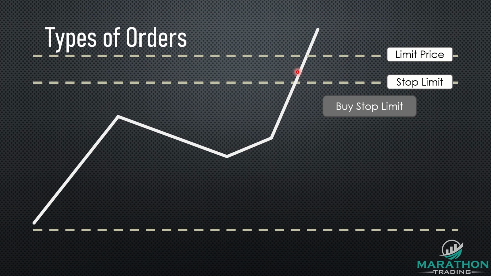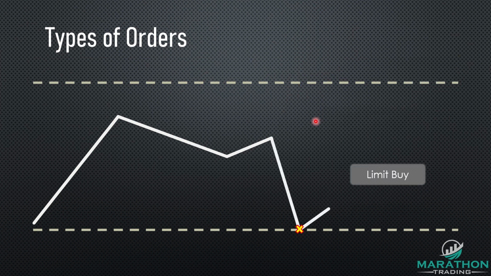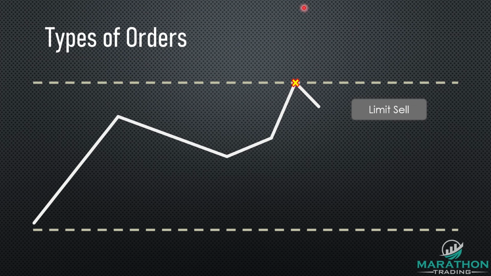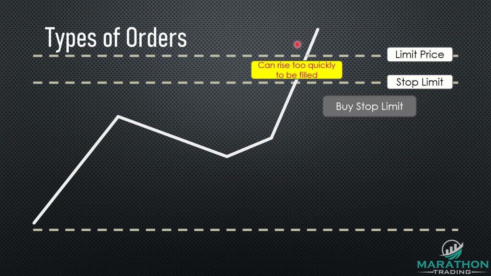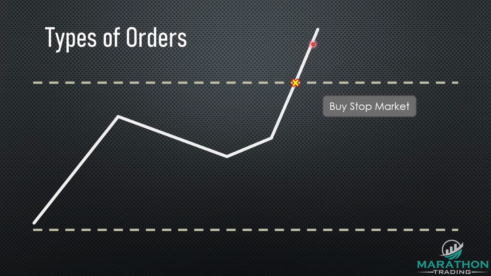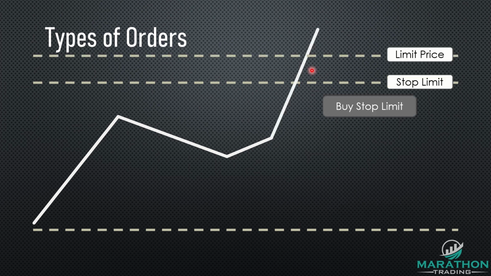And then on the other hand, if you want to short a stock, once it gets past that, it can rise too quickly through this point to get filled. That is the exact same with a limit. A limit sell, if it blows through this, it won't get filled. So if it rises too quickly through this, it won't get filled. That's the drawback on this, and that's when you could use a buy stop market, right? Because that means I just want to get filled once it reaches this price point.